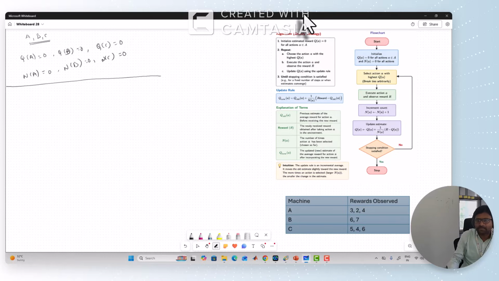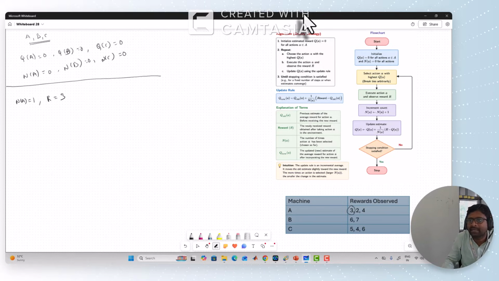Okay. Now, as per this, first I want to take the first reward, that is 3. That means A participated in the first play and got this reward. So what is the N of A value? N of A equal to 1 and what is the reward it is getting? Reward R equal to 3.